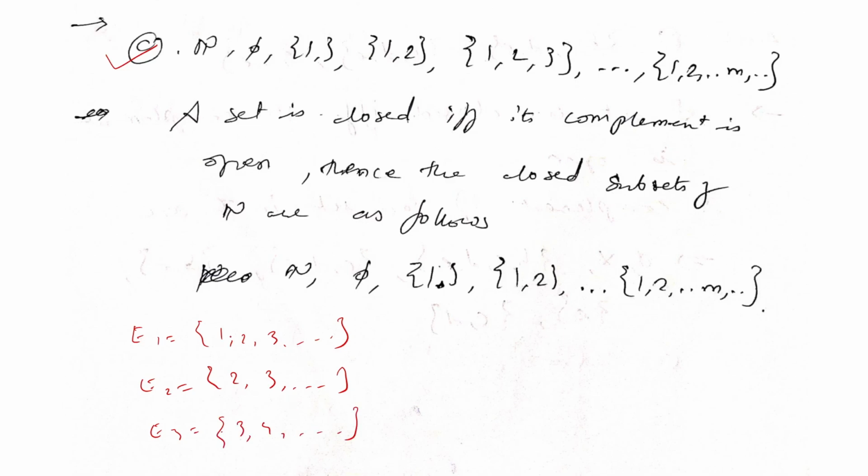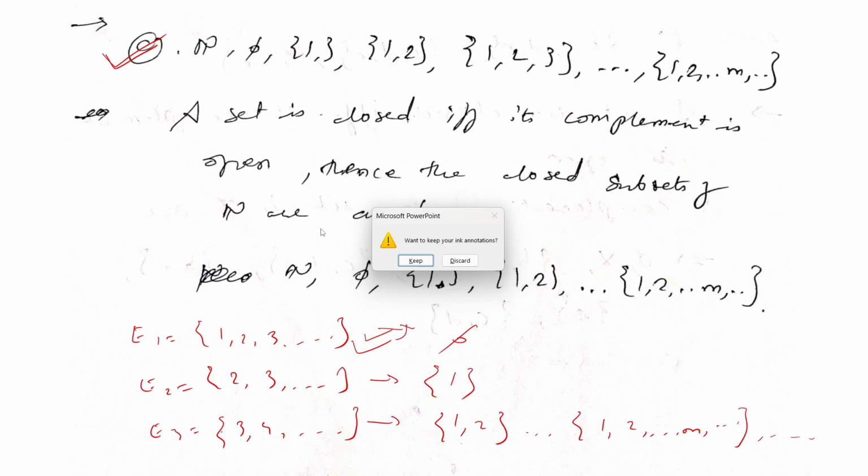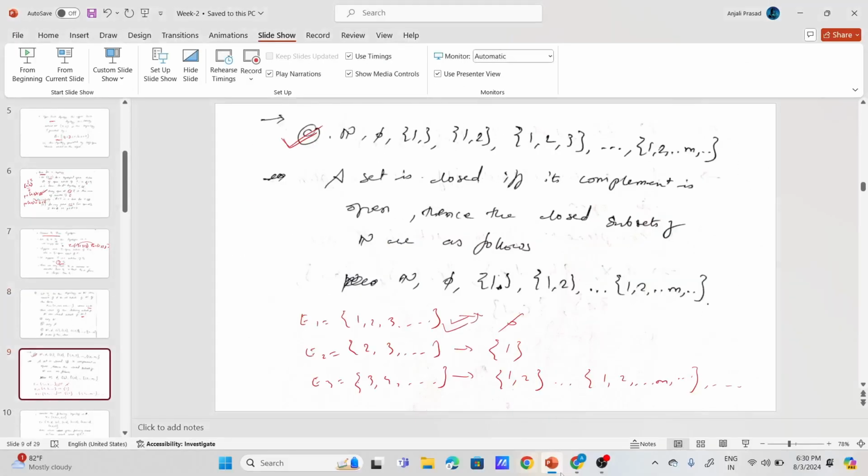So we have open sets of this kind. So what will be the closed sets? Its complement. Here the complement will be the empty set. Here the complement will be the singleton 1. Then here it will be 1, 2. Similarly 1, 2, up to m, right? So in this fashion you will get that this forms the set of closed sets. I hope it is clear.